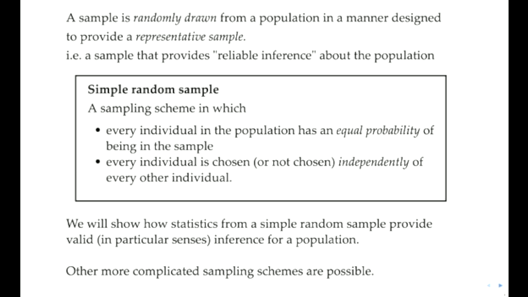I'll just mention, we're going to focus pretty much entirely for this subject on this simple random sample concept. It gets across all the important ideas. It helps you understand what's going on with statistical inference, and lots of sampling is done using simple random sampling or something very like it. Other more complicated sampling schemes are possible. In fact, you can spend semesters studying nothing but ways of gathering samples. It is quite a science all on its own. But we can get a long way just by understanding what's going on with a simple random sample.